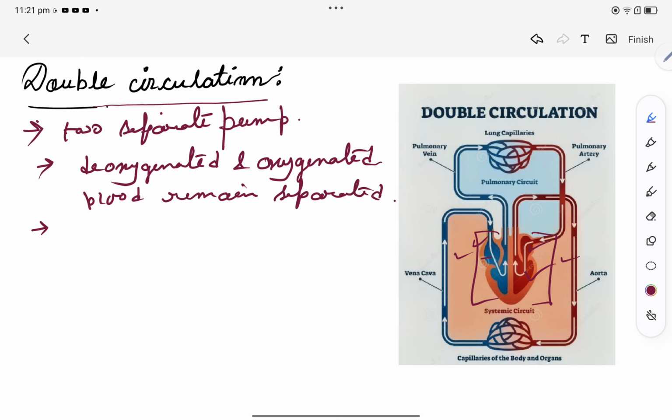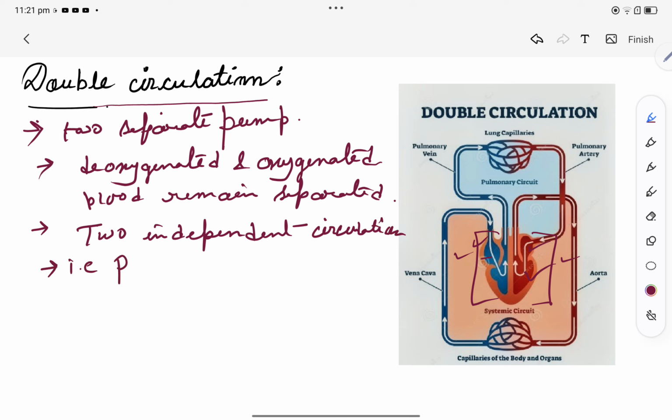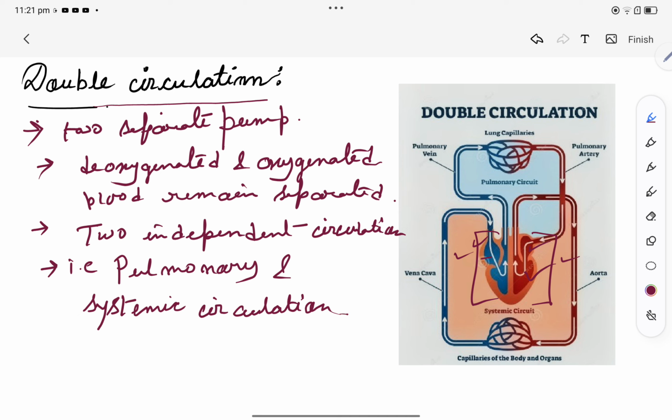So, the blood in our body flows through two independent circulations. Fine. They are pulmonary circulation and systemic circulation. Okay. So first we are going to discuss pulmonary circulation.